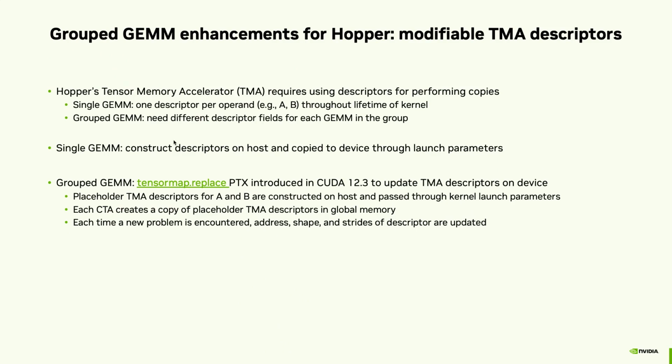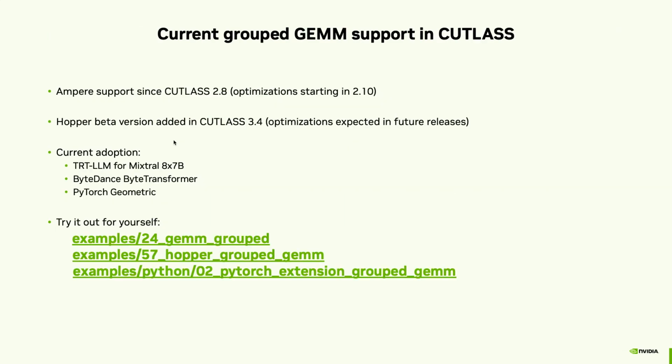Now, as I mentioned, this is just one of the optimizations we've considered for group gem. I encourage you to take a look at the code to learn about more of them, and especially to get a better sense of how to use this new feature. So group gem has been supported in CUTLASS since version 2.8 for Ampere, and we recently added Hopper group gem support as beta in version 3.4. And we plan to continue to optimize it in future releases.